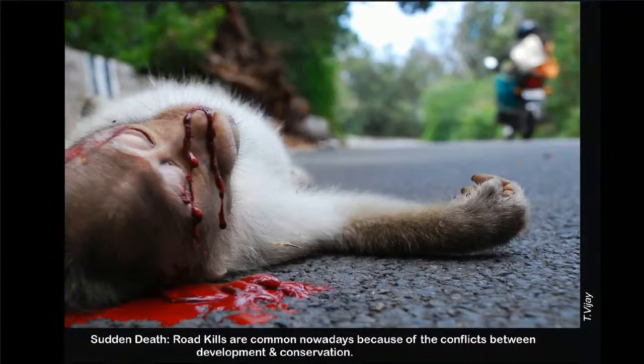This was not my image, it was by T. Vijay, who is with the Vikatan group of publications. And what an impact this has. And we talk about how linear structures disturb the forest. And I need to tell you, this gives us a chance to tell the story.